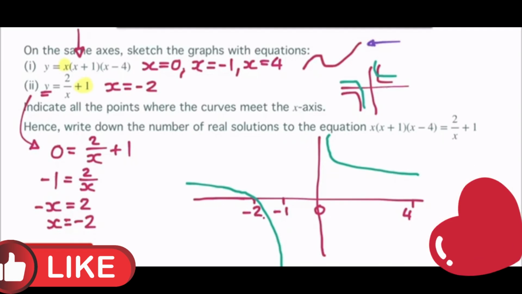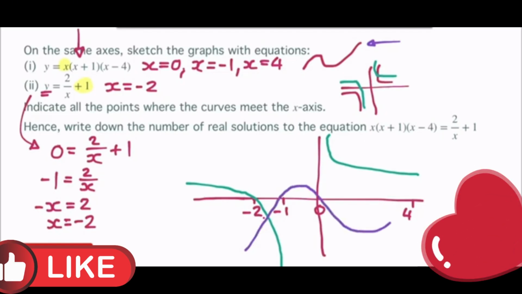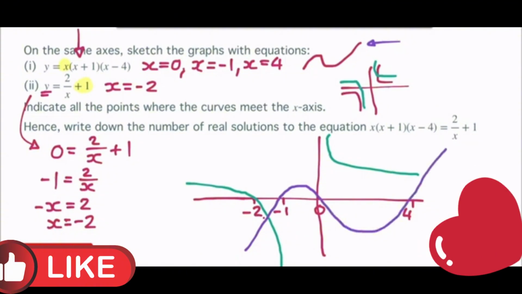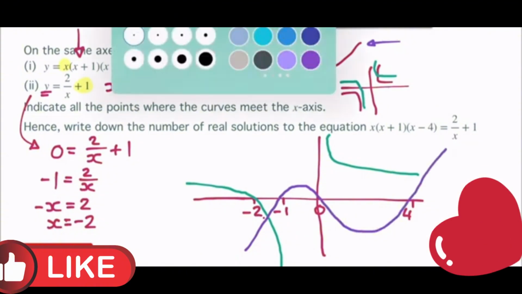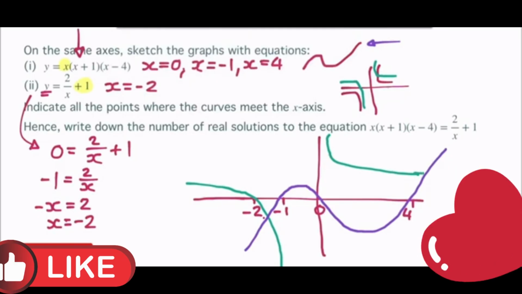So it's going to go up through that minus 1, back down through the 0, and then up through the 4. And again, I could probably just extend that reciprocal graph a little bit.